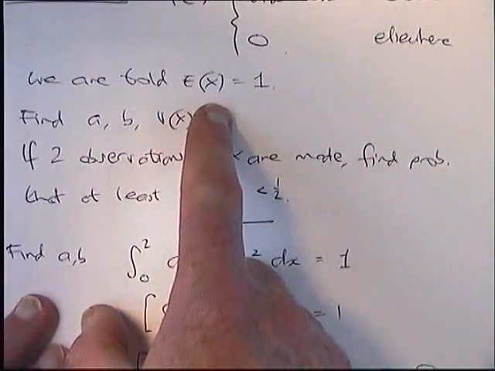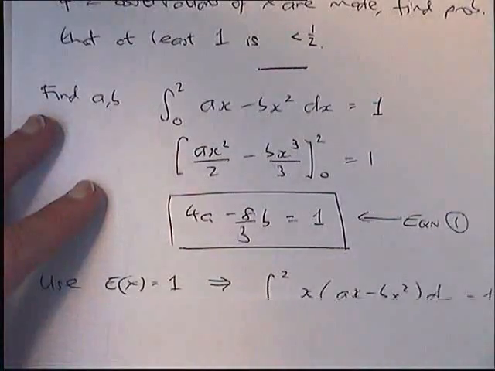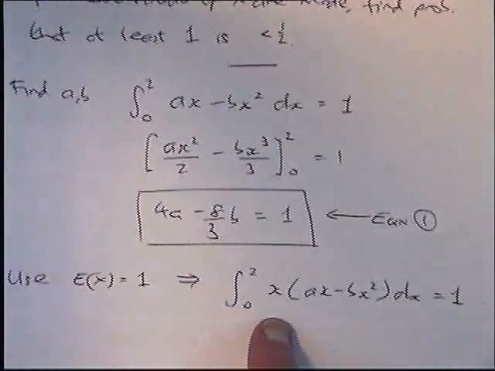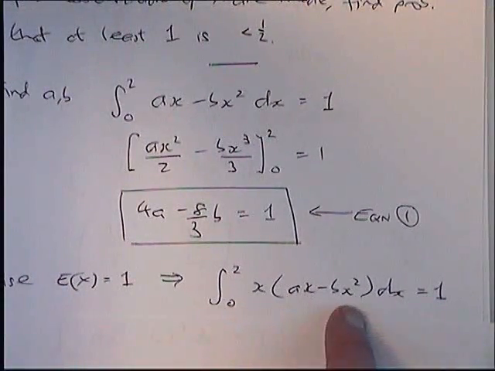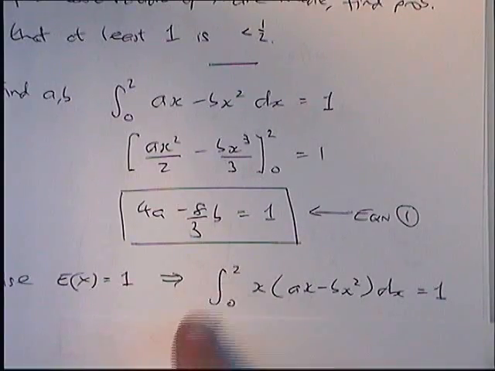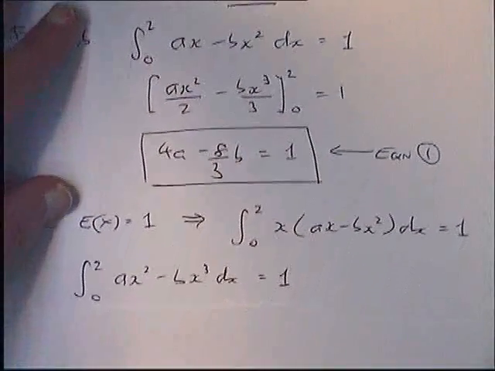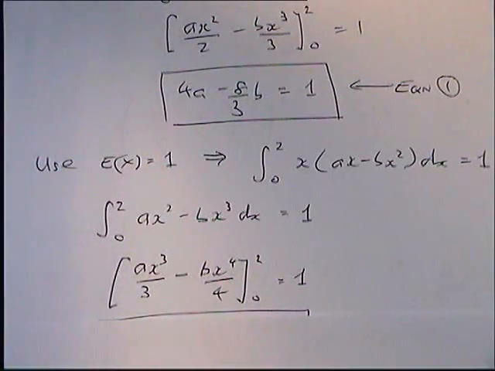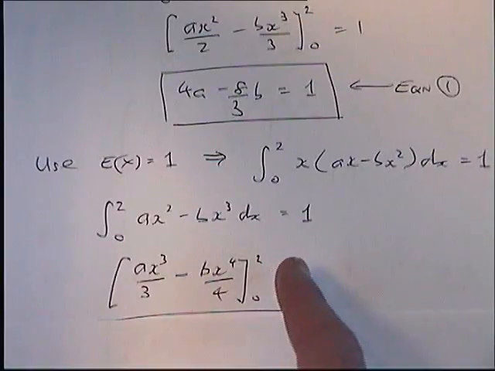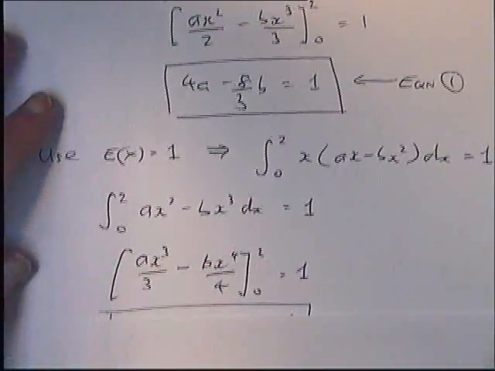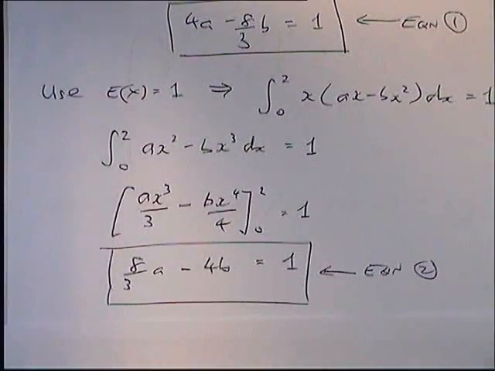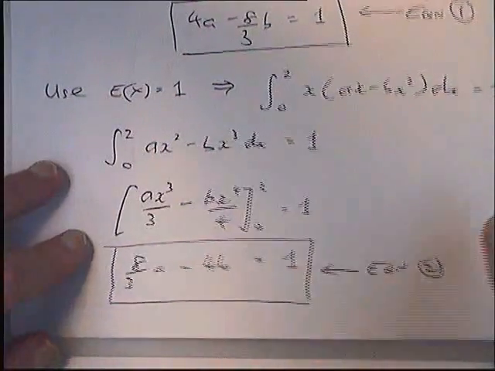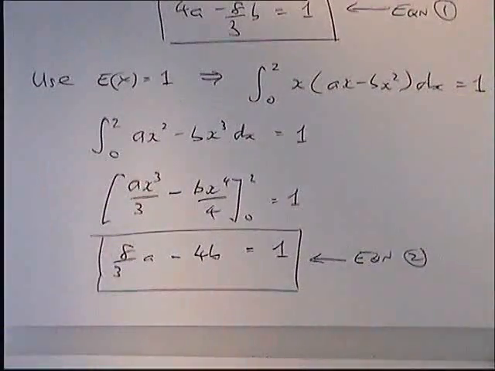Now what we need to do is use this extra information here, where the expectation of x equals 1. The expectation of x is the integral of x times the function between the limits equals 1. I would multiply the brackets out, then do the integration. We know it equals 1. Substitute the two limits in, and you get another equation involving a and b. We got equation 2. Then what you need to do is solve those two simultaneous equations.